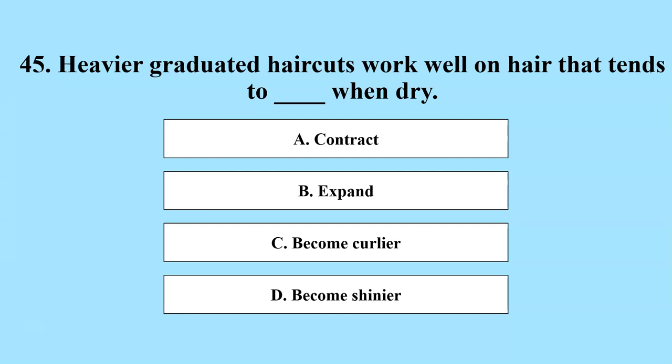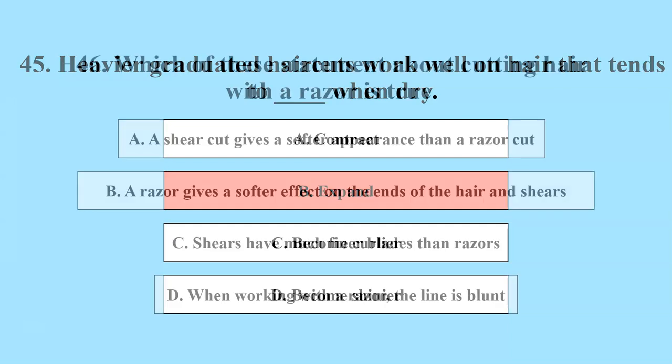Heavier graduated haircuts work well on hair that tends to blank when dry. Is it contract, expand, become curlier, become shinier? If you chose B, expand, you are correct.